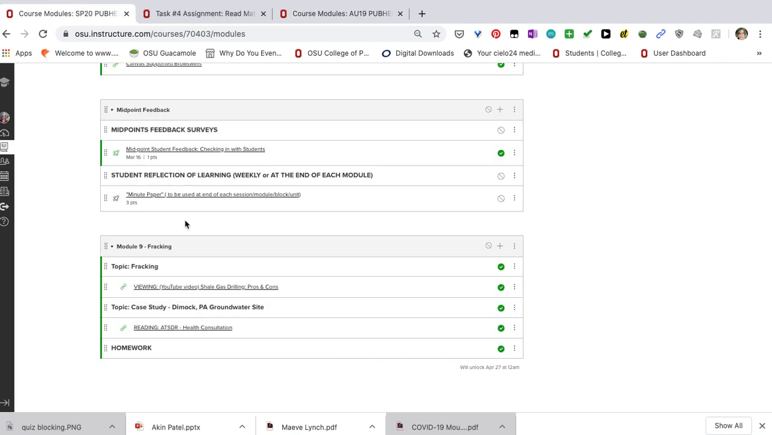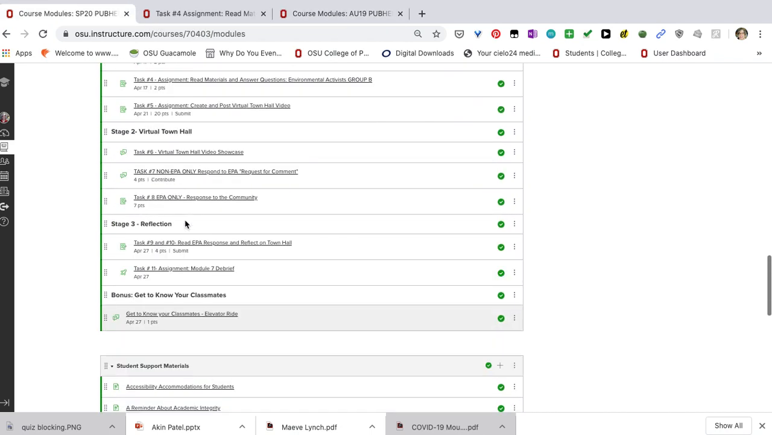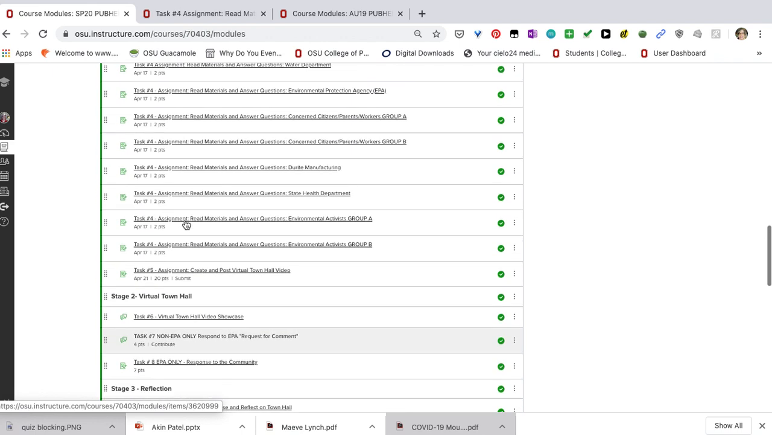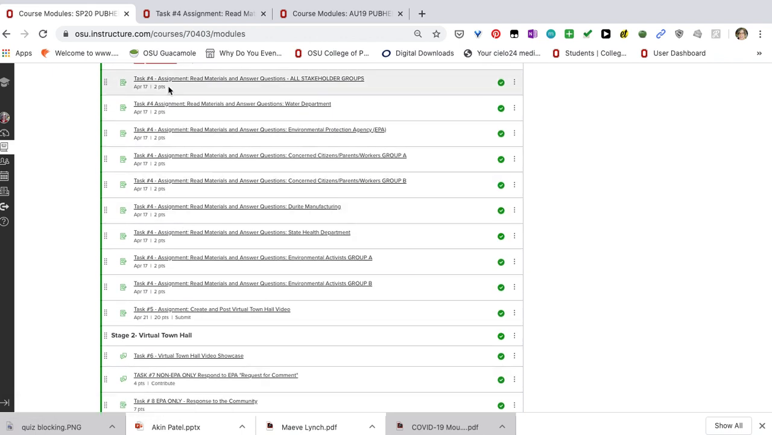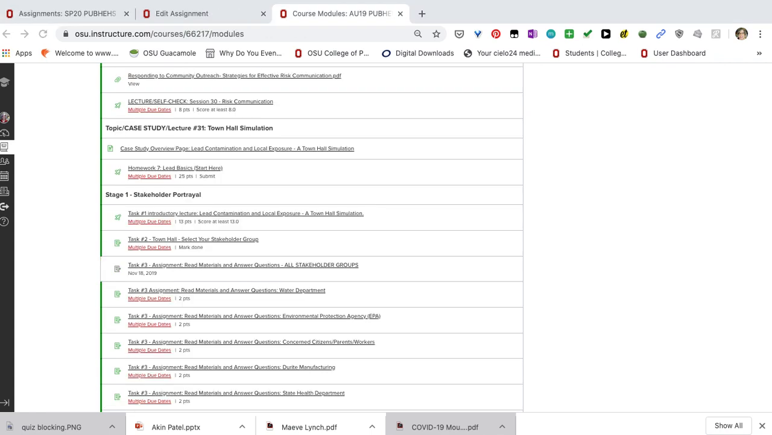What happened this year is on April 17th, students saw two assignment task 4s. They saw the one that says all stakeholder groups and whichever one they were assigned to. So that was part of it. This needed to be turned off, and I apologize if that wasn't clear. So that's probably one of the problems.